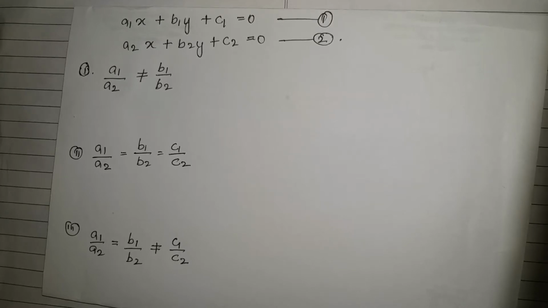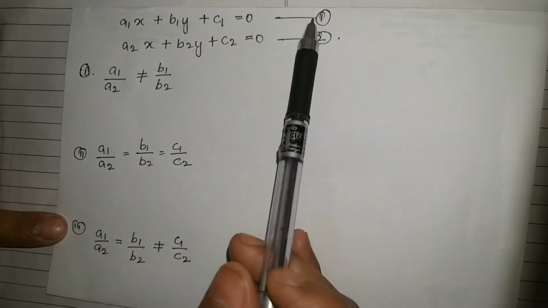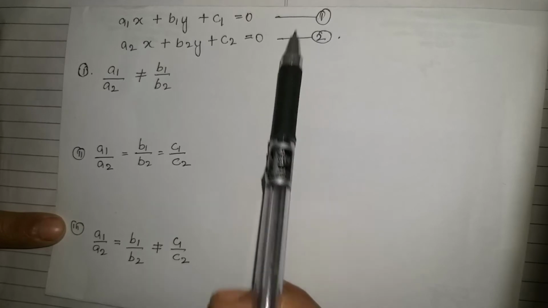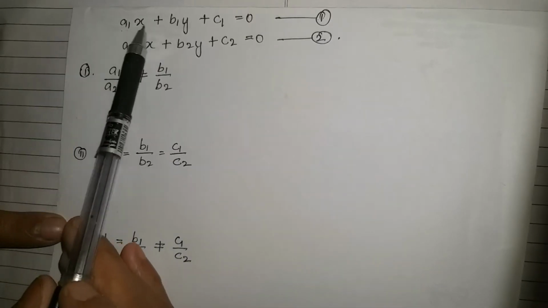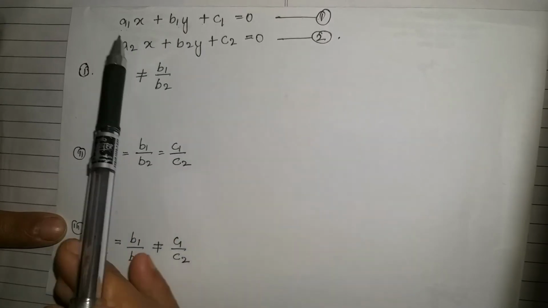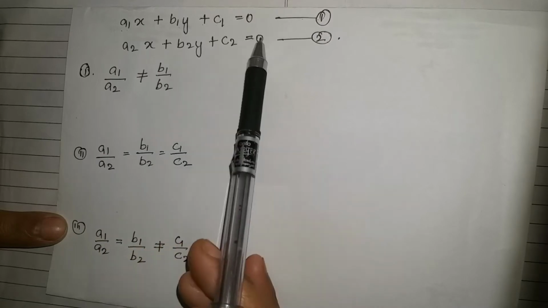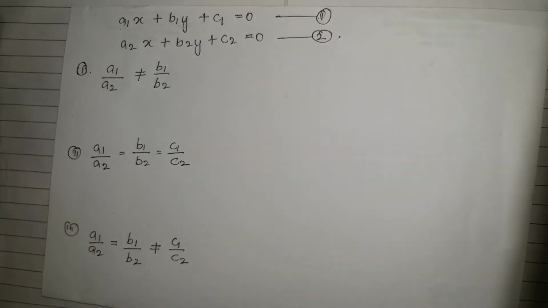Let us discuss a problem from the chapter of pair of linear equations in two variables. But before coming to the problem, let me explain this. Suppose we have two equations which form a pair of linear equations: a1x plus b1y plus c1 equal to 0, that is the first equation, and a2x plus b2y plus c2 equal to 0, that is the second equation.